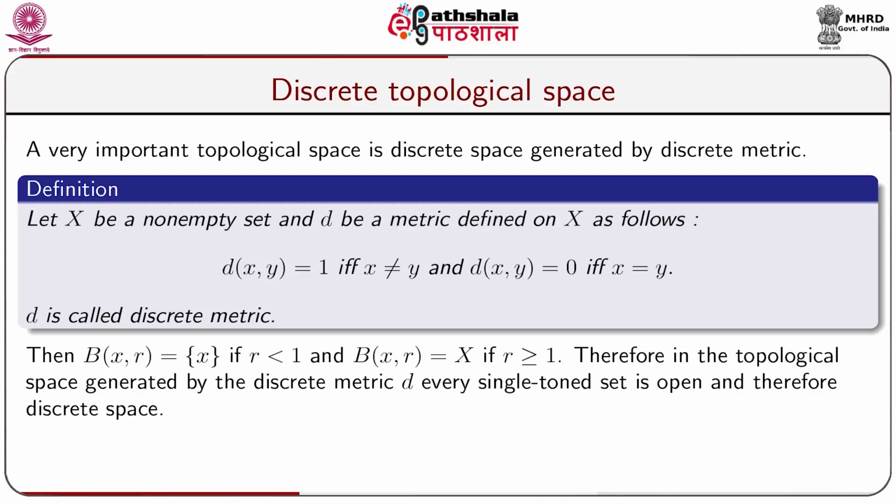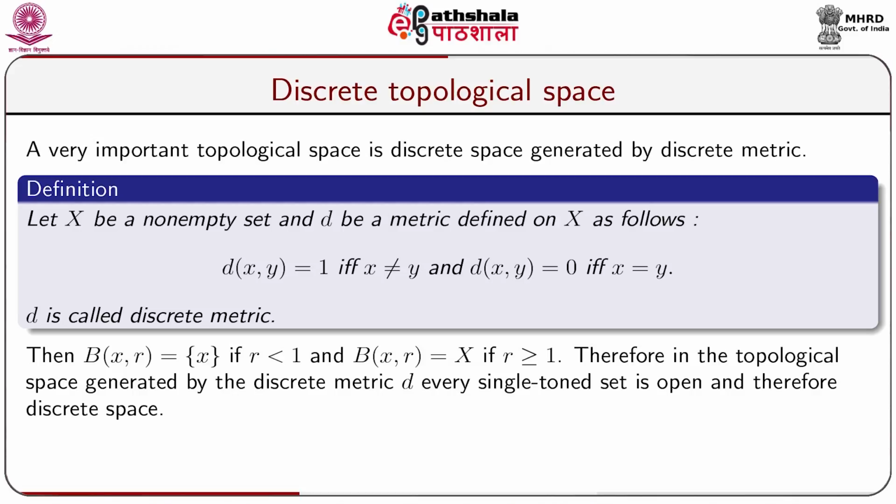A very important topological space is the discrete topological space. Though the most important topological spaces are Euclidean spaces, that means the distance metric on Rn, we will come to that later. Before that, let us start with the discrete metric. So what is the discrete metric?